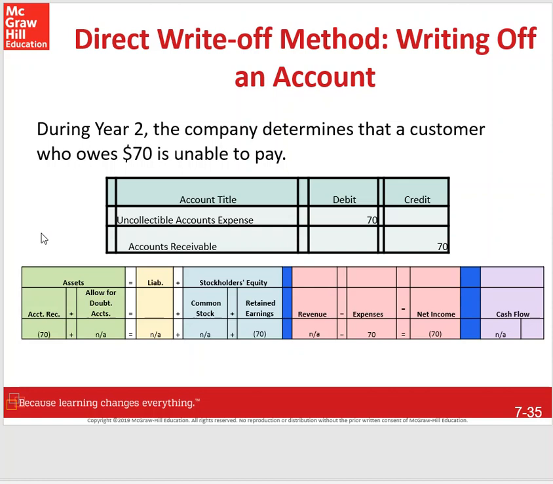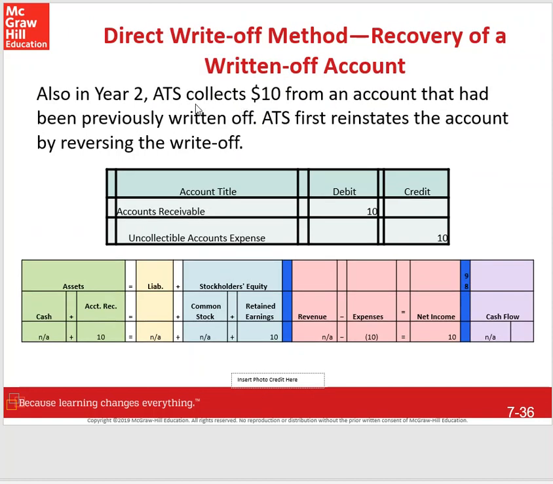Okay. So later that year, ATS collects $10 from the account that had been previously written off. So the same scenario as before, the customer that wouldn't pay us the $70 has now had a change of heart and decides to pay us only $10. So we do have to reinstate that before we can collect it. And the way I want you to think of a reinstatement is it's always the opposite of a write-off.